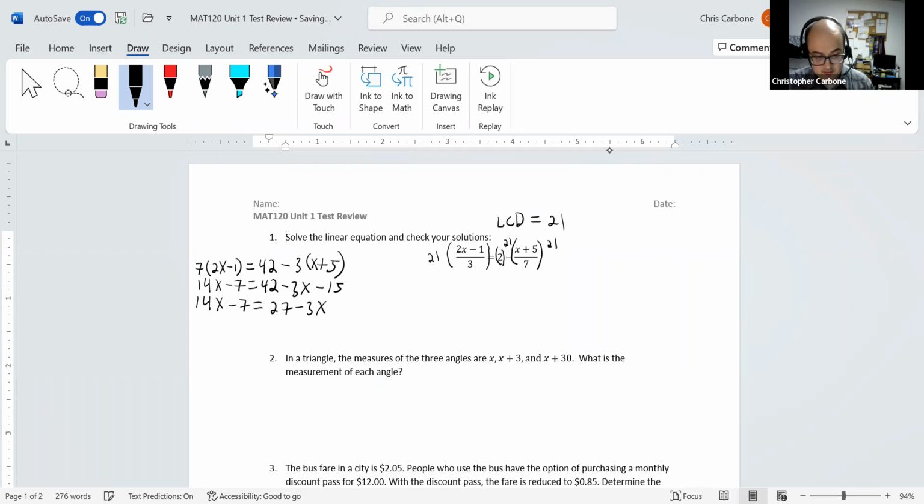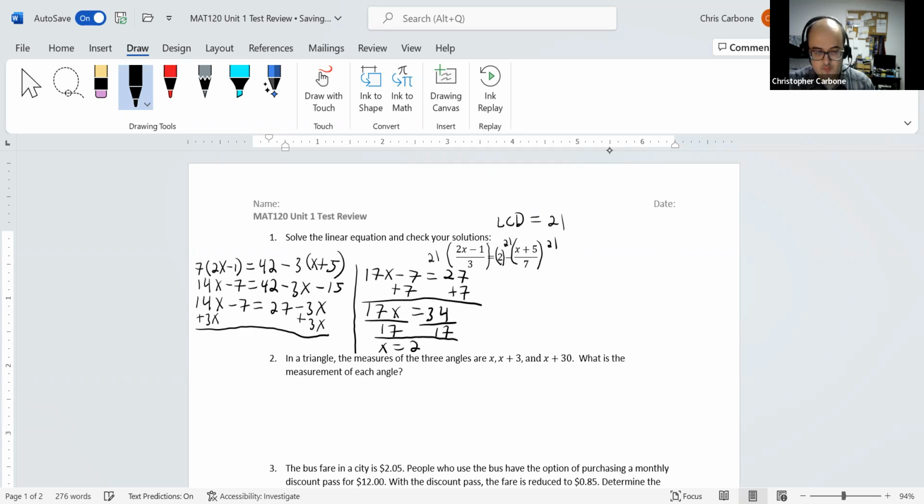So now we can add 3x to both sides. And that becomes, let me write it here to the right, just so I have more room, 17x minus 7 is equal to 27. You can now add 7 to both sides. 17x is equal to 34. Dividing by 17 will give us our answer of, in this case, 2.